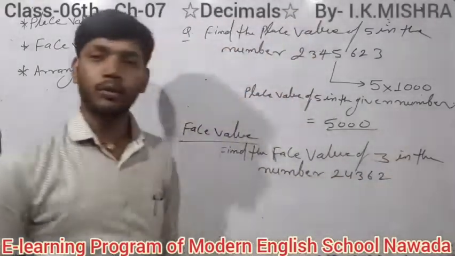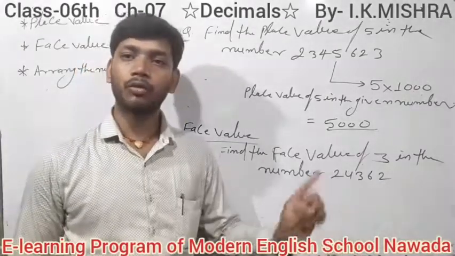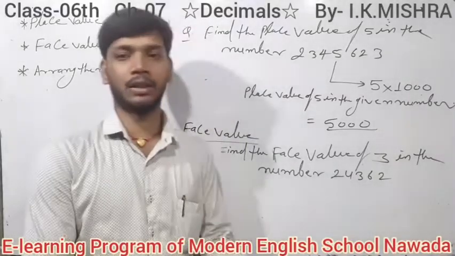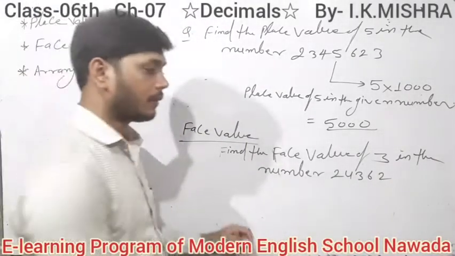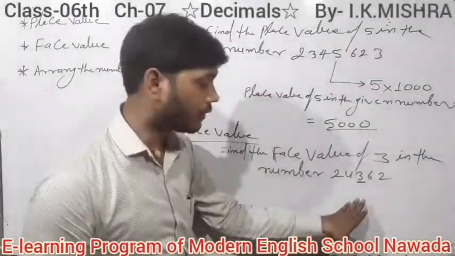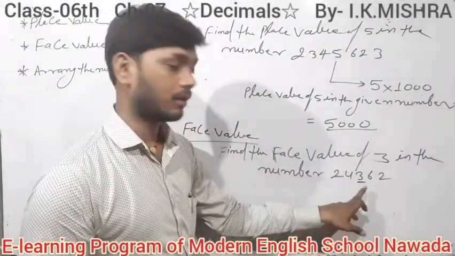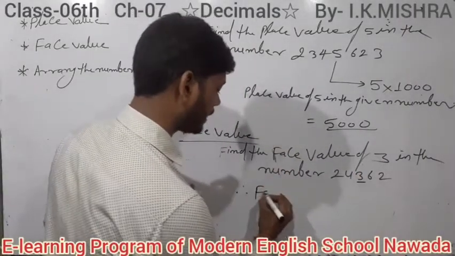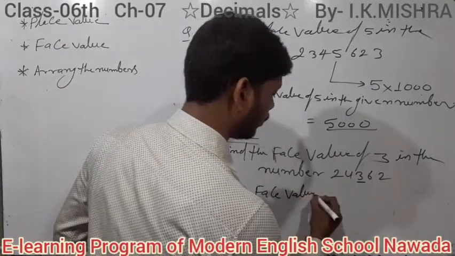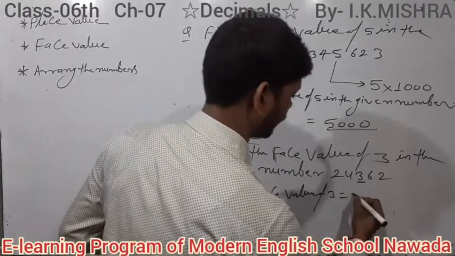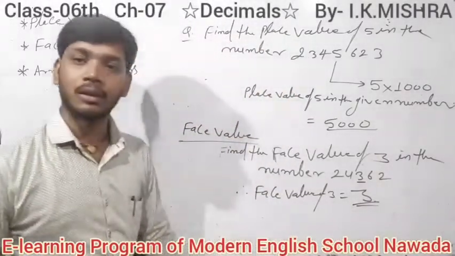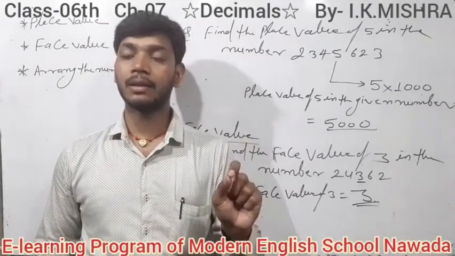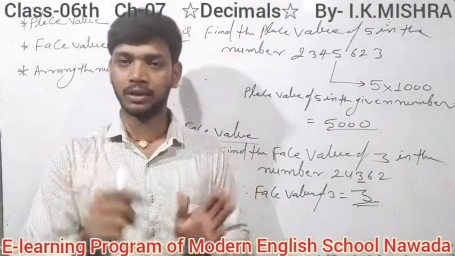24362. Students, in any number, when you have to find the face value, then face value of the digit is that digit. That means here 3, and its face value is 3. So students, you write face value of 3 is equal to 3. That means, similarly, you can write the face value of any digit is that digit.